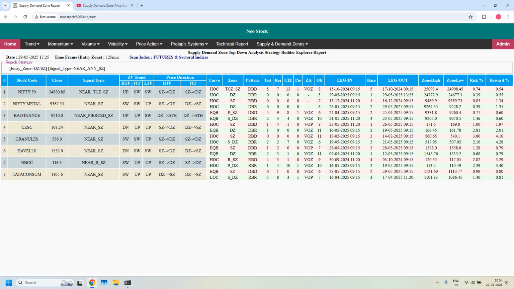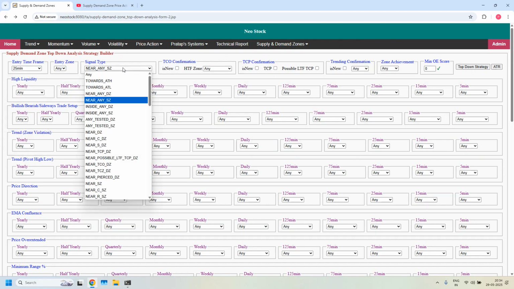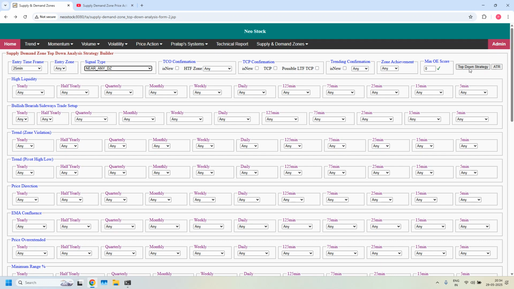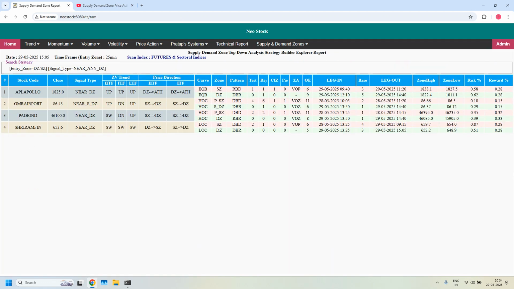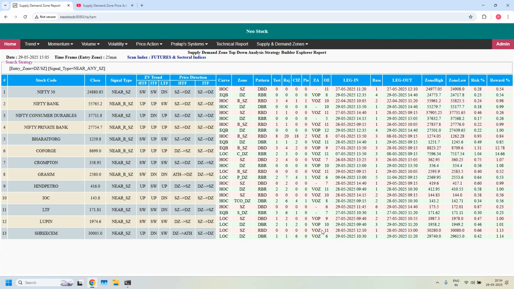Next time frame 75 minutes already generated in the beginning of the report. So we will move on to the next time frame 25 minutes. Stocks near to the 25 minutes demand zone, we got 4 stocks. Next, stocks near to the 25 minutes supply zone, we got 13 stocks.